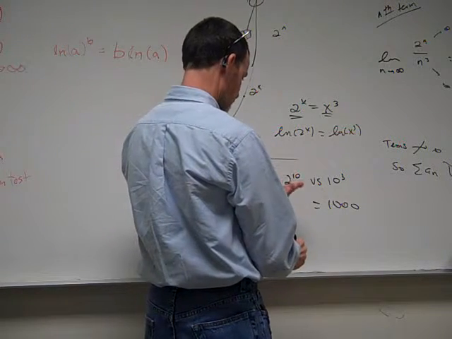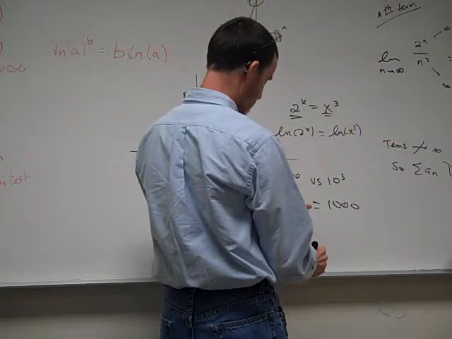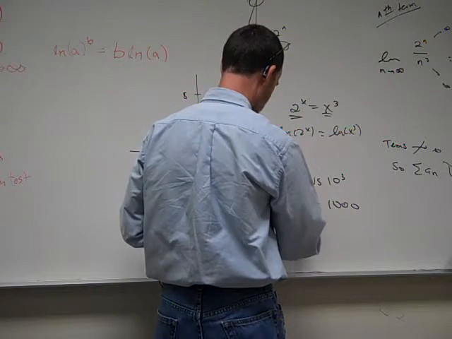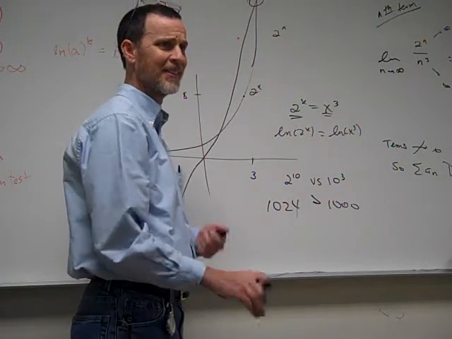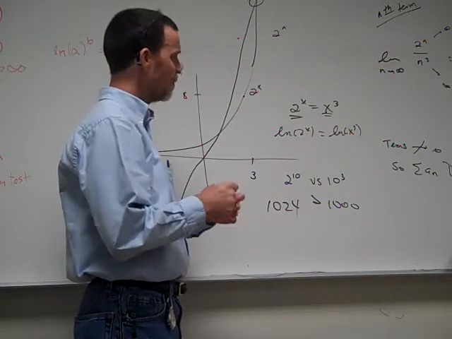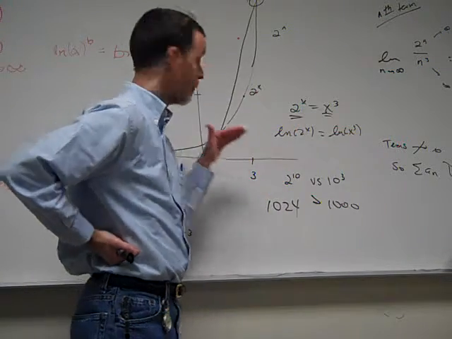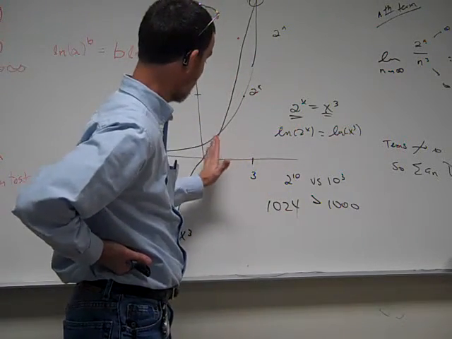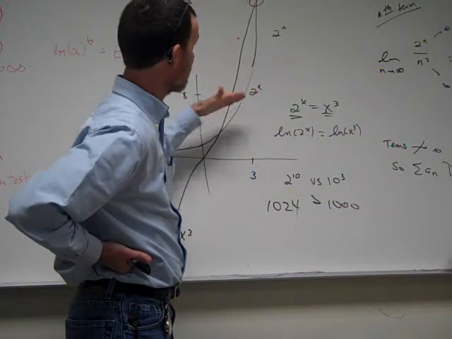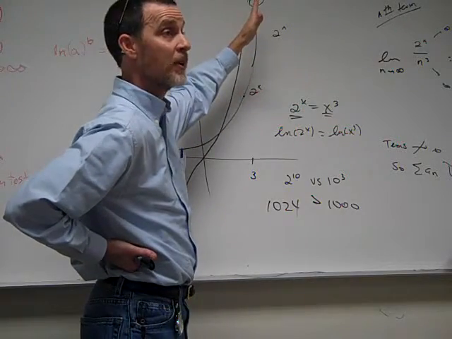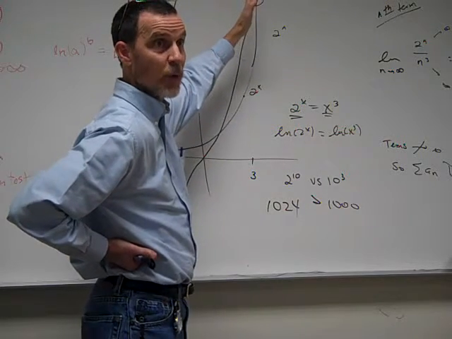2 times 2 is 4, times 2 is 8, 16, 32, 64, 128, 256, 512, 1024. Okay, that's not a very good argument. But you could prove that the derivative of both is positive, right? They're both increasing functions. And not only are they increasing, they're both concave up. So if this one ever gets above that one, it stays above it forevermore.